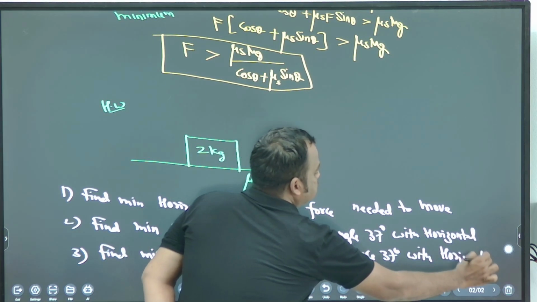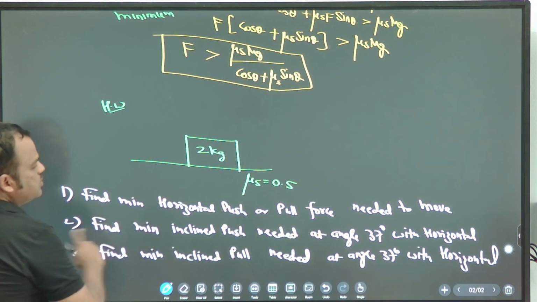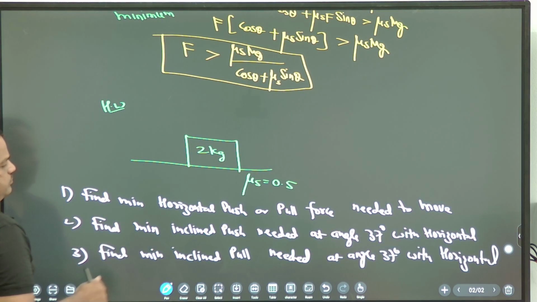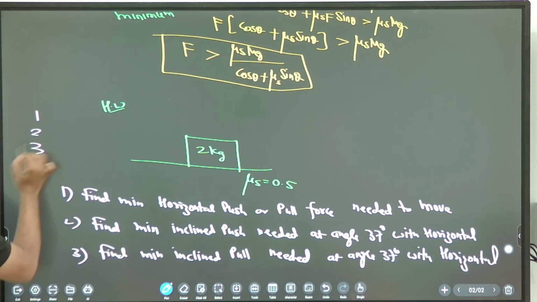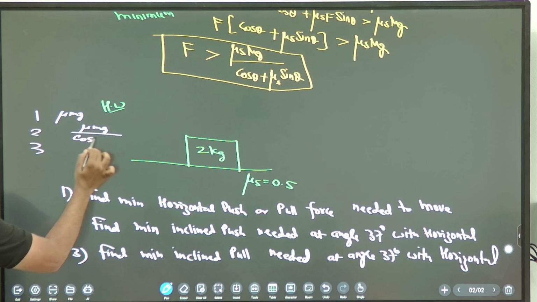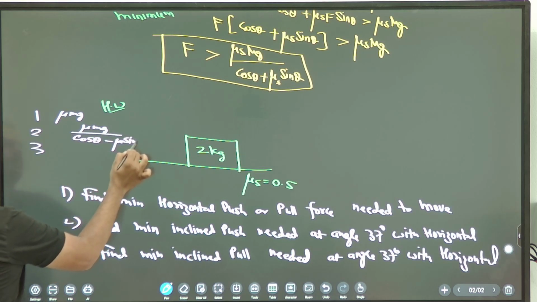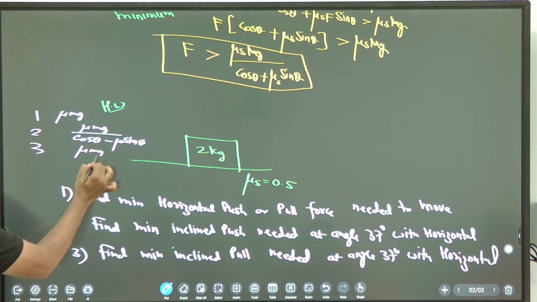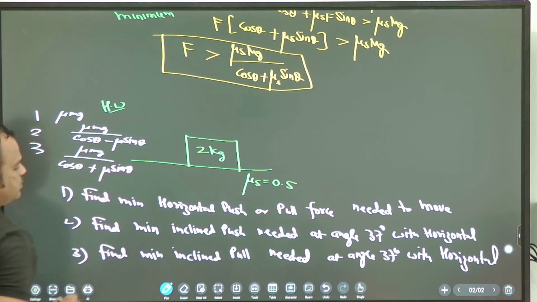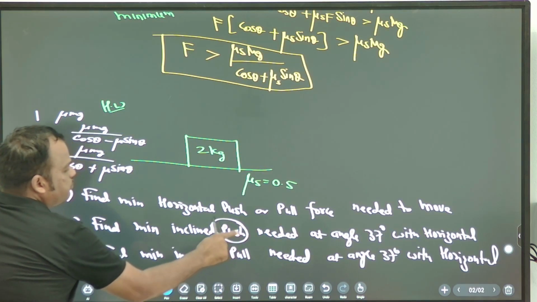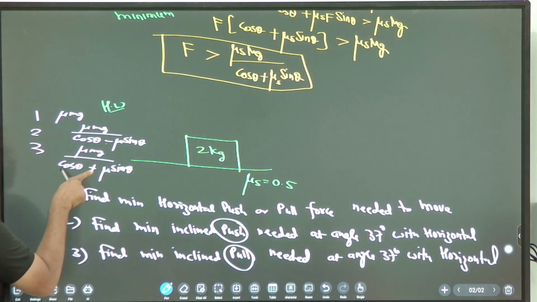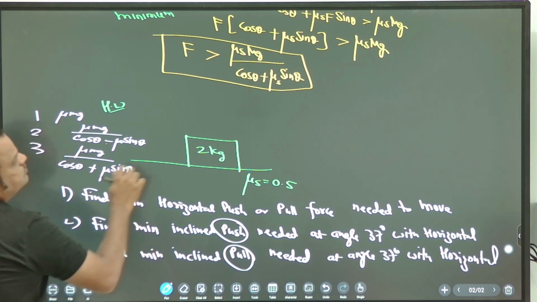So first question, you are exerting a horizontal push, second question inclined push, third question inclined pull. These are the formulas. First question formula mu mg, second question formula mu mg by cos theta minus mu sin theta, third question formula mu mg by cos theta plus mu sin theta. Okay, so apply this. When push is there, minus is there in the denominator. When pull is there, plus is there. Okay, clear? Okay, finish it.